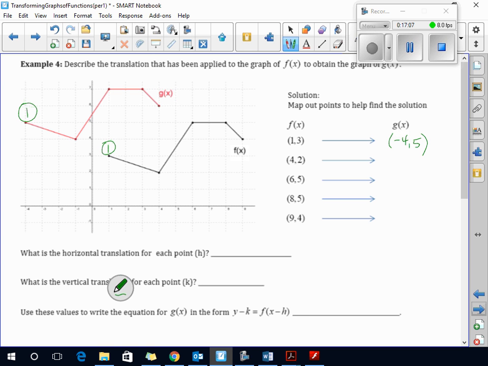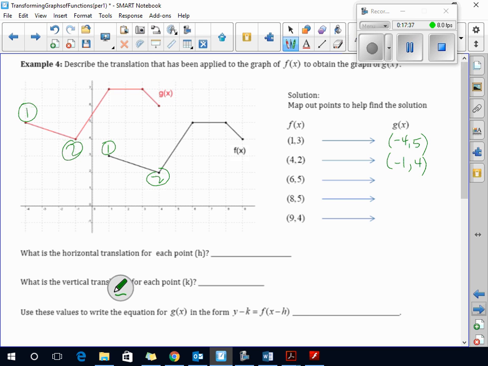So I'm going to do a couple more points just to make sure. So we'll do these 2. Let's do the one that's next on here. Let's do this one and this one. 4, 2 becomes -1, 4. Yes? And 6, 5 becomes 1, 7.